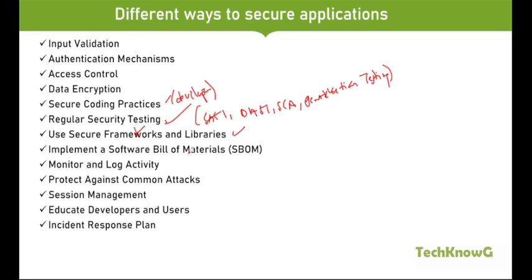Then implement a software bill of materials. This is also another terminology. What does this mean? Whatever libraries and third party code we use, that needs to be maintained. We are using this third party code in our application. So whatever code or materials you are using in the application, they should be listed with you, because if there is any kind of vulnerability in any of the libraries, right?